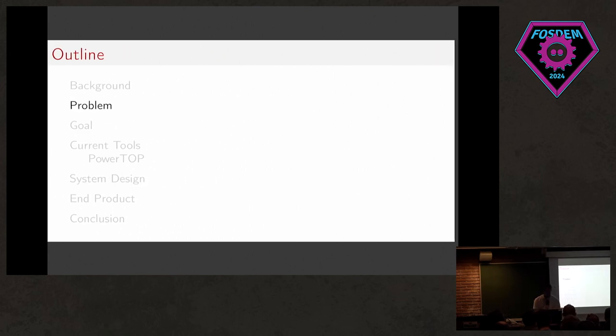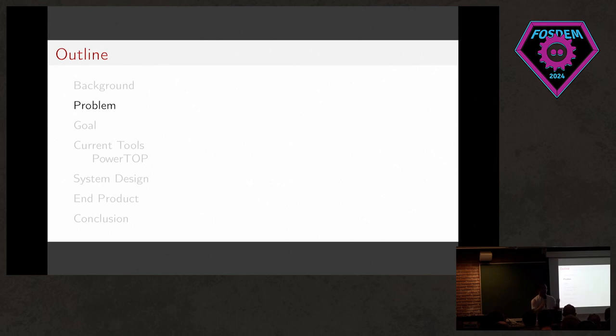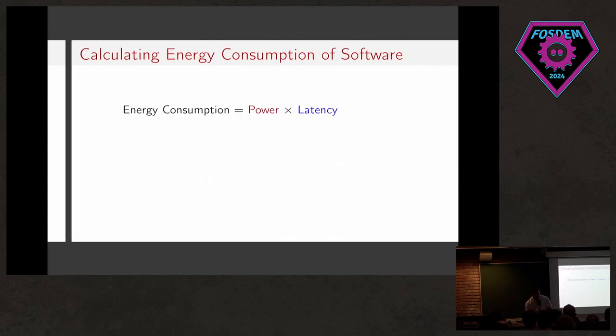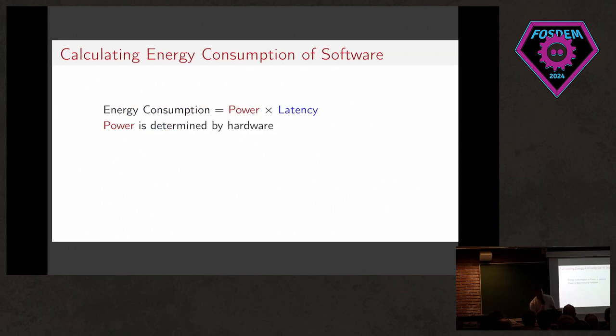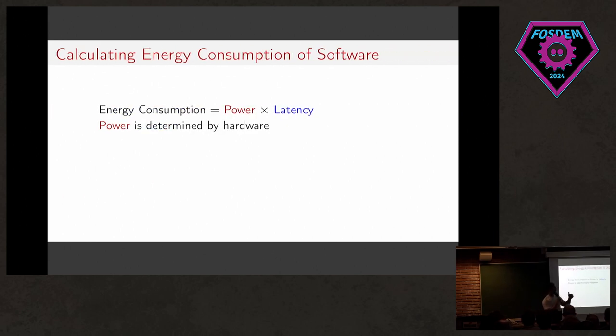Now, what is the problem here? What do we want to solve? Let's flesh it out. Energy consumption is defined as power times latency. Power is determined by your hardware, okay? Latency is determined by your software, okay? Now, how do we measure this? How do we get this data?